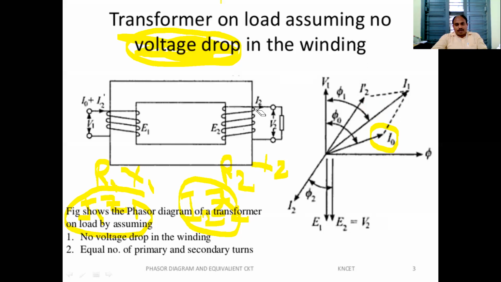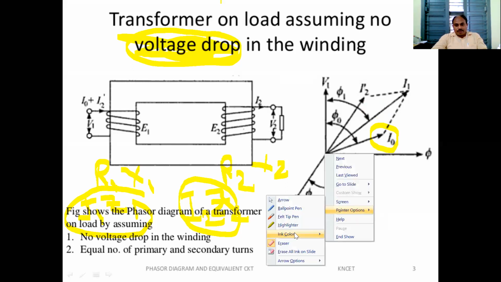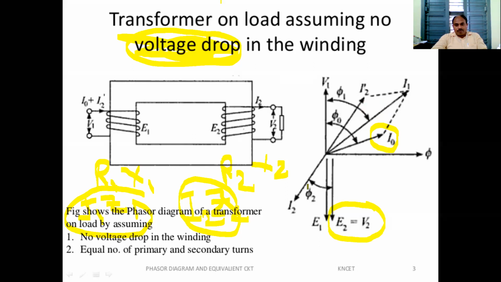If impedance drops are neglected, E2 equal to V2. Both are equal. That means the EMF generated in the secondary equals the terminal voltage, because there is no impedance drop in the coils. So E2 equal to V2.